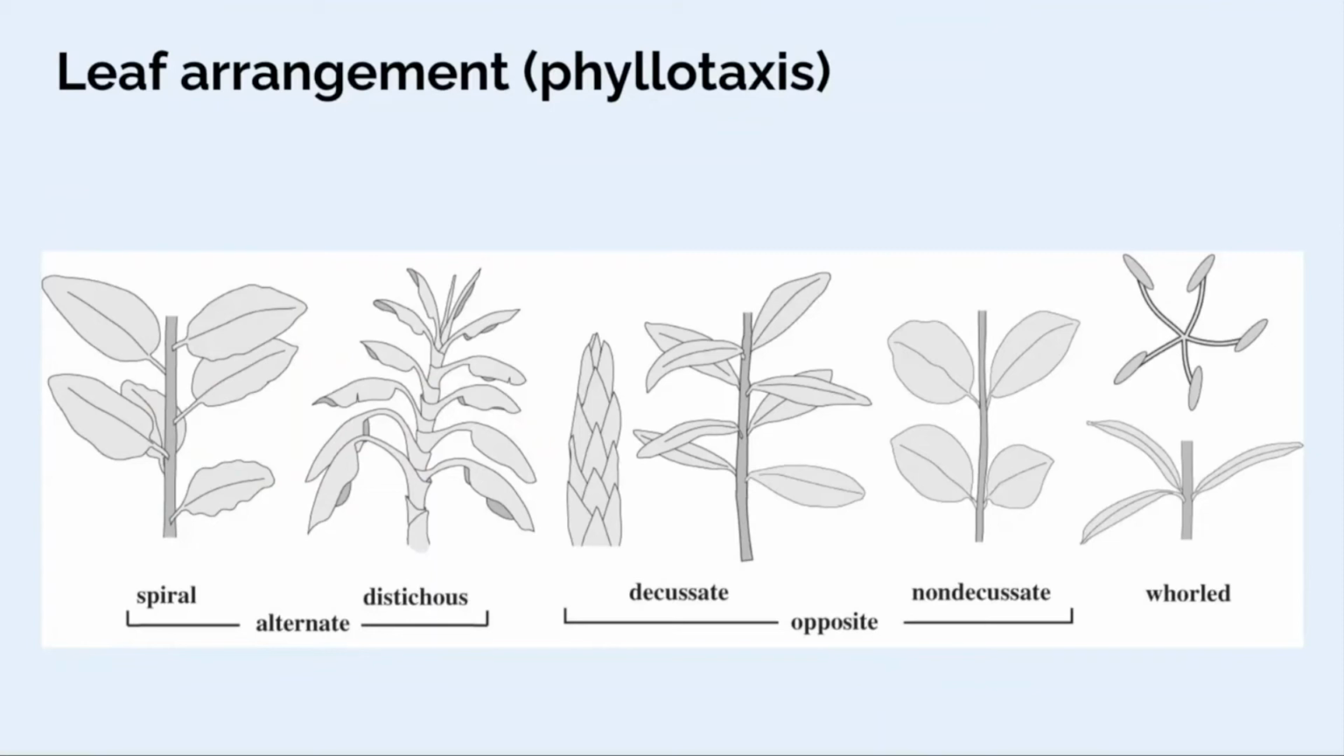So for this slide, I'm more interested that you know the alternate, opposite, and whorled, but it's kind of helpful to see these other terms that might show up. So alternate, one leaf at a time. Opposite is two leaves at a time. So anywhere there's a node, there'll be two leaves coming out across from each other, opposite each other. And this form of decussate is just showing that they rotate 90 degrees between one node and the next.